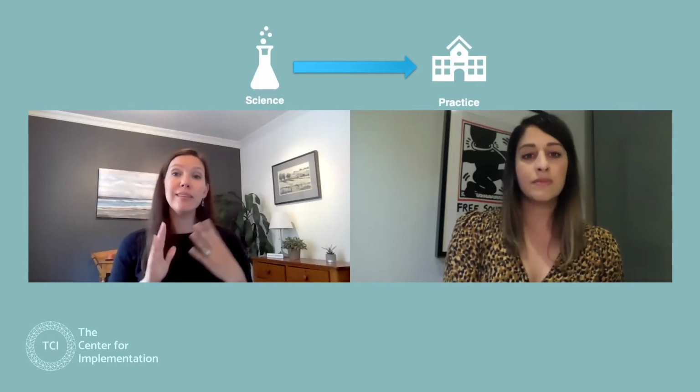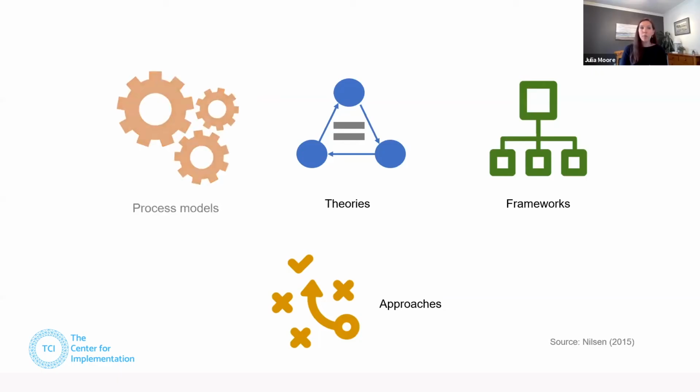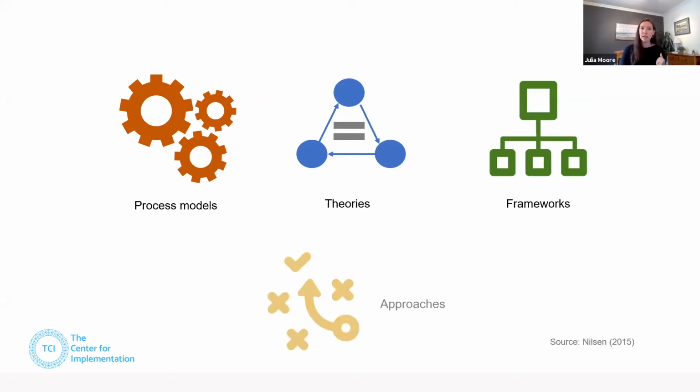In fact, we really need these four different things that we can draw from implementation science. Process models outline the steps or stages along the implementation pathway. Theories help us think about the underlying mechanism of change. Frameworks help us categorize or group different factors that affect things. And approaches is a catch-all term to think about implementation strategies and different tools or resources that we might use.